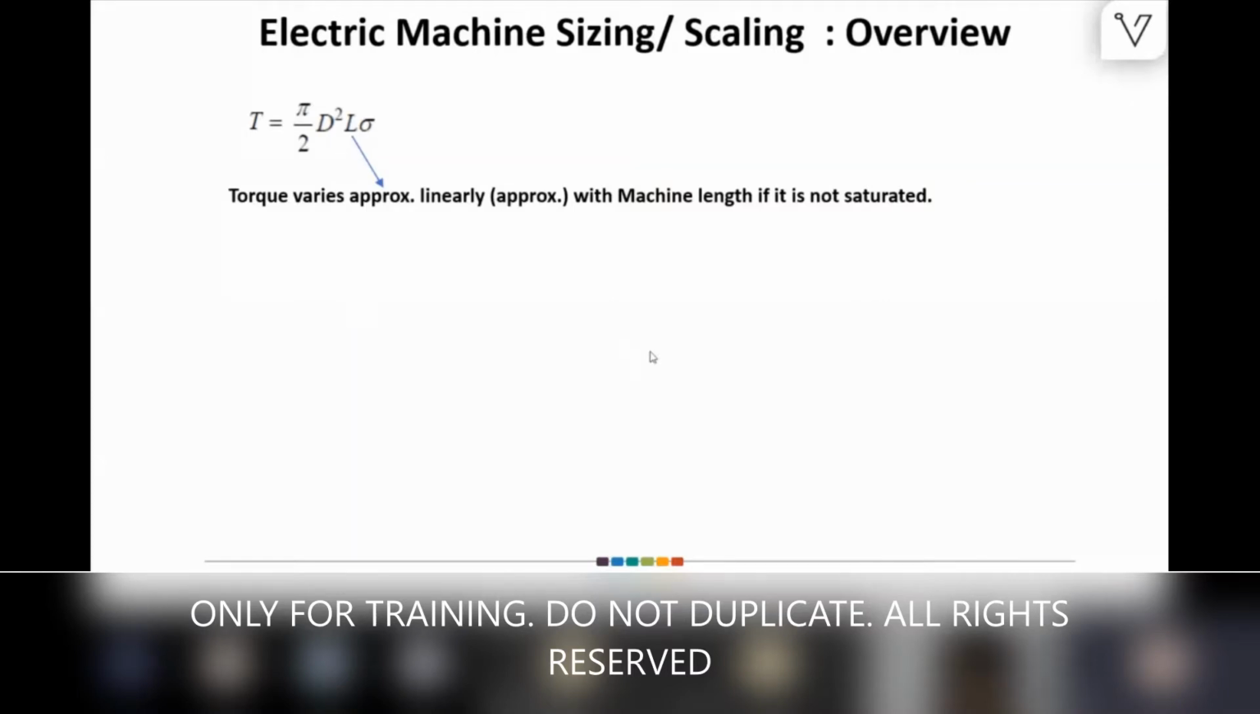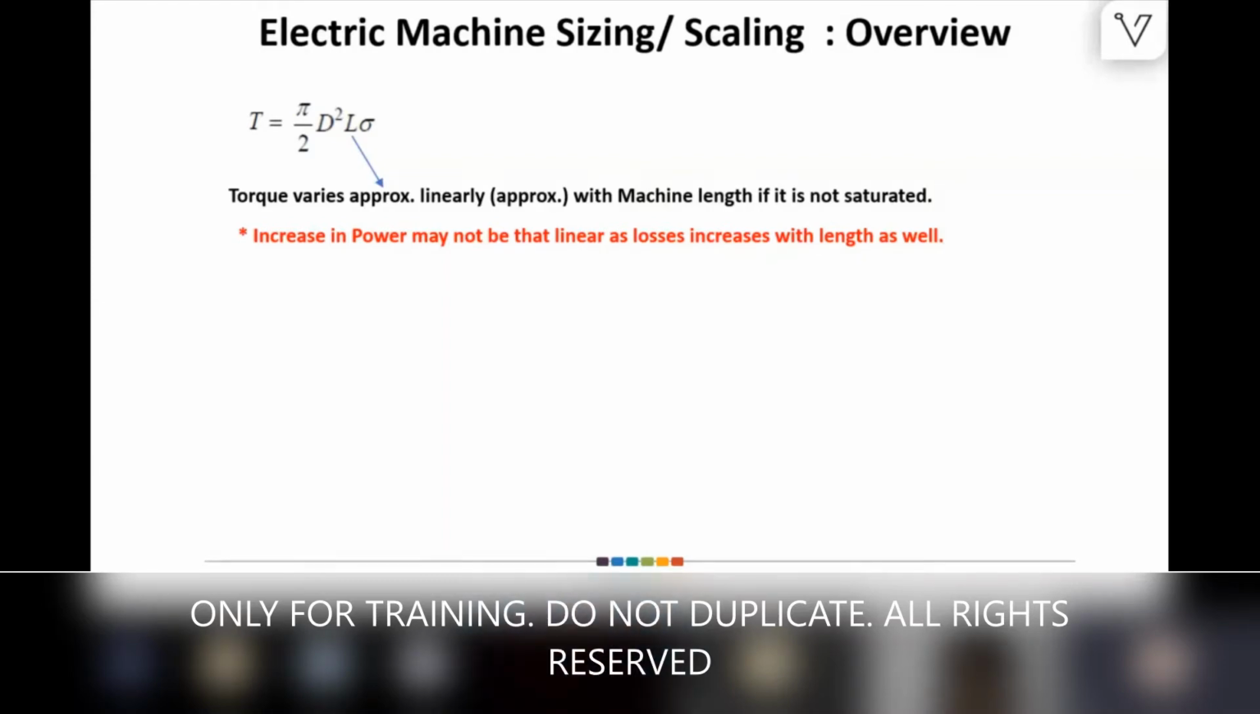There is some modularity in the market which plays with the length because it is easy to change. You just keep some stacks ready and assemble them to increase the length of the stack, and you can deliver more torque, isn't it? That is possible, but the more length we have, the losses will increase because electrical resistance is a function of length also. So there is a limit to that, and then we have to consider the diameter.